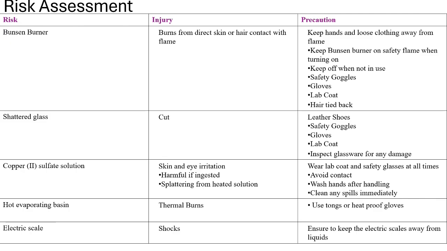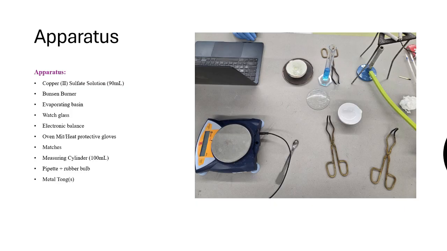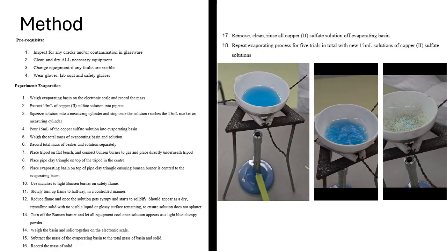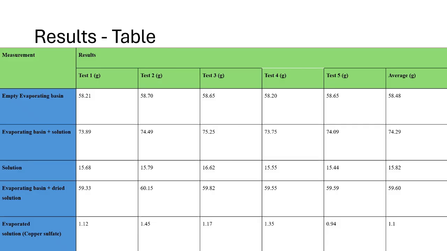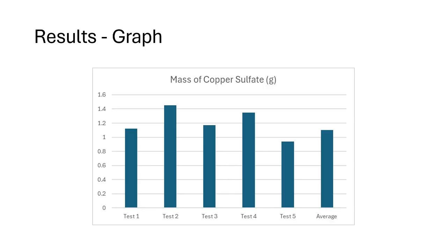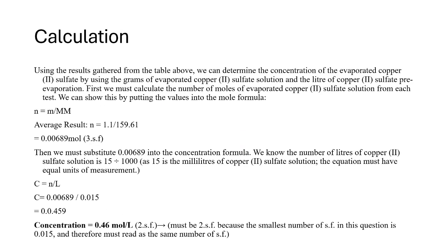This is the risk assessment which we followed for our experiment. This is the equipment list which we used to conduct the experiment. The method we used is displayed and follows an exact and clear process. The following table represents the results which were extrapolated from our experiment. It represents the overall trend of the evaporation process. Our step-by-step process of finding the concentration of the evaporated copper sulfate solution is shown below.